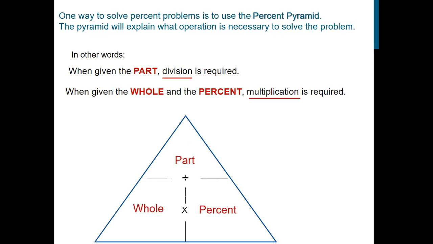So basically what this is saying is when given the part, you're going to divide. If you're calculating with a calculator, the part goes in the calculator first. But if you're doing it by hand, the part goes in the house, in the division house. When given the whole and the percent, multiplication is required.